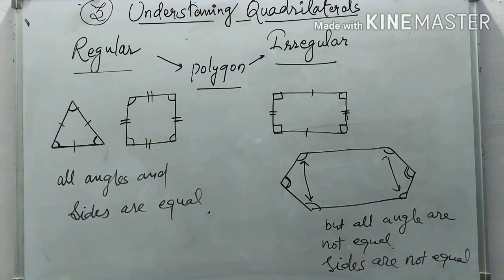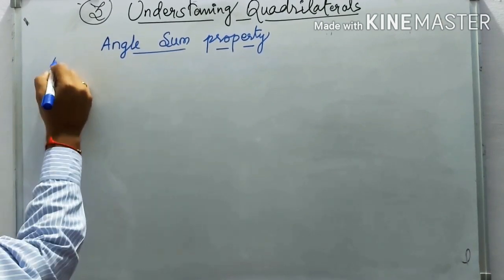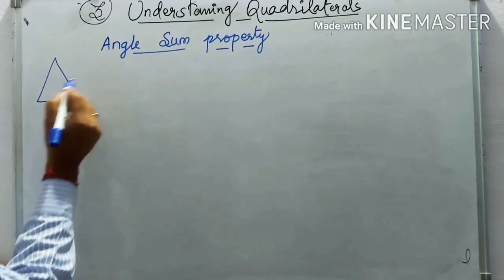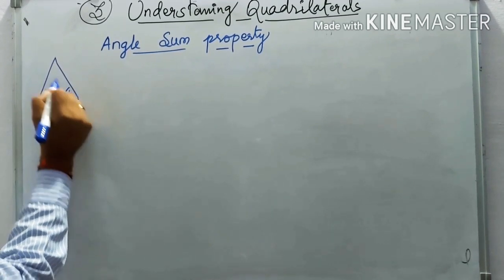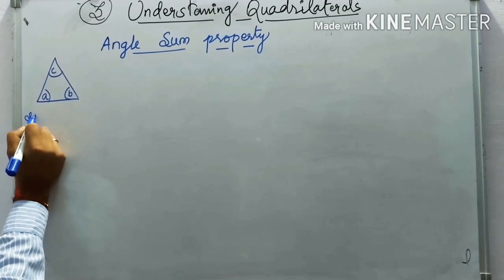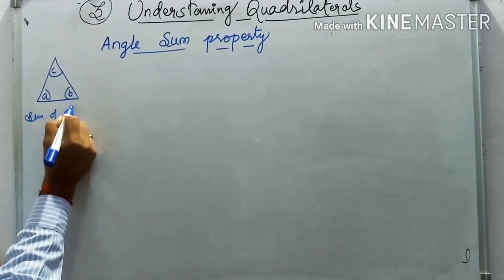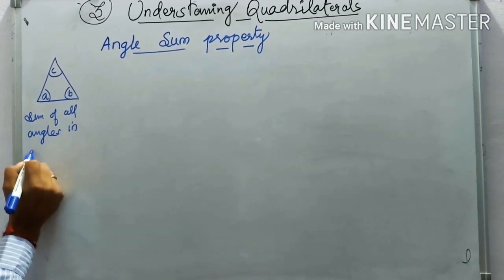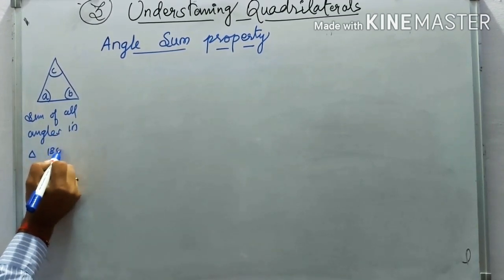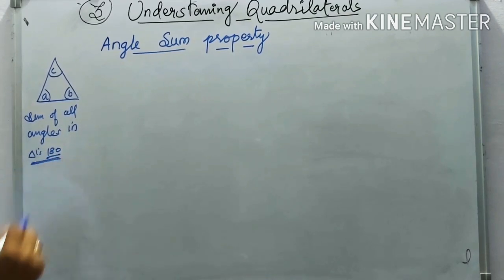Okay, as you read, the angle sum property is a property of angles in a triangle. Suppose the angles are angle A, angle B and angle C. The sum of all angles in a triangle is 180. It is the angle sum property. The sum of all angles in a triangle is 180. This is the angle sum property.